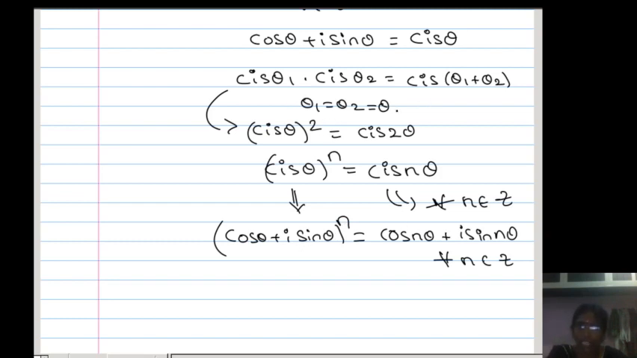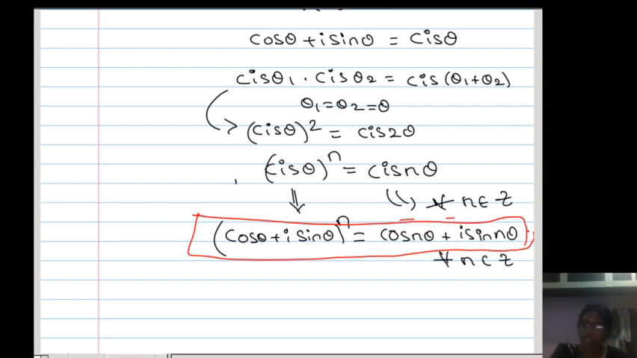I am writing the formula directly by using that relation, but not only for 2, I am extending it for all integers: positive numbers, negative numbers, and including 0, meaning n belongs to Z. So I want to prove this relation. It is true for all natural numbers, including 0 and negative numbers, meaning integers. So this is called De Moivre's theorem for integral index. What is the power here? Integer. So this is called De Moivre's theorem for integral index.